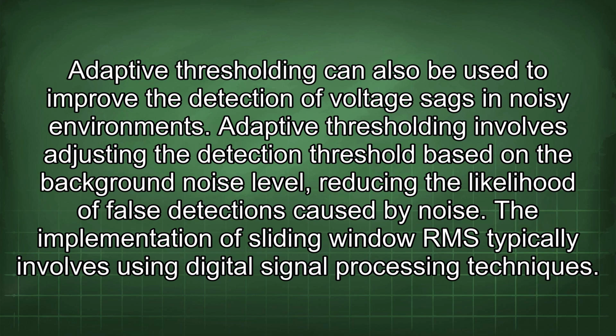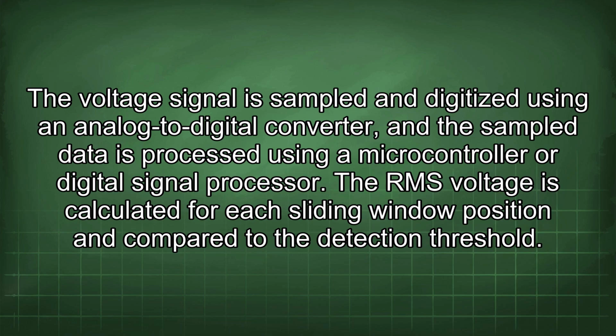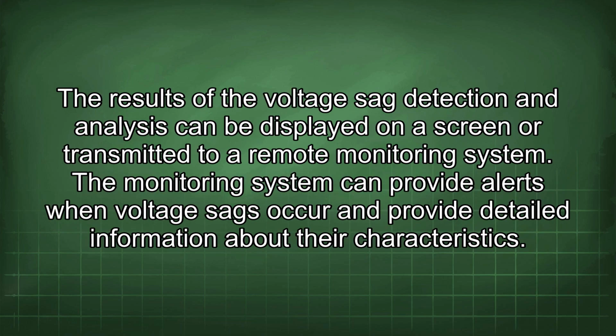The implementation of sliding window RMS typically involves using digital signal processing techniques. The voltage signal is sampled and digitized using an analog-to-digital converter, and the sampled data is processed using a microcontroller or digital signal processor. The RMS voltage is calculated for each sliding window position and compared to the detection threshold. The results of the voltage sag detection and analysis can be displayed on a screen or transmitted to a remote monitoring system. The monitoring system can provide alerts when voltage sags occur and provide detailed information about their characteristics.